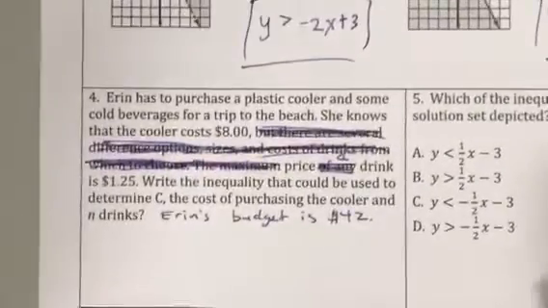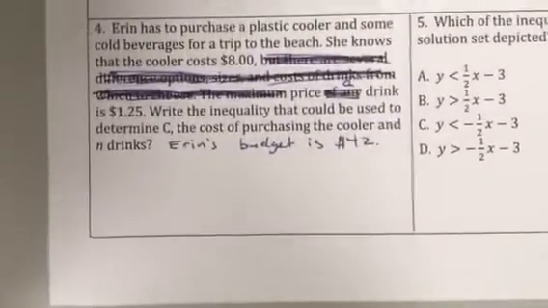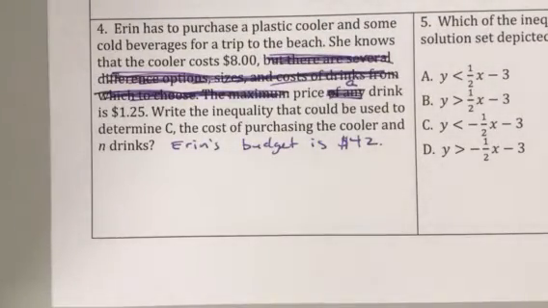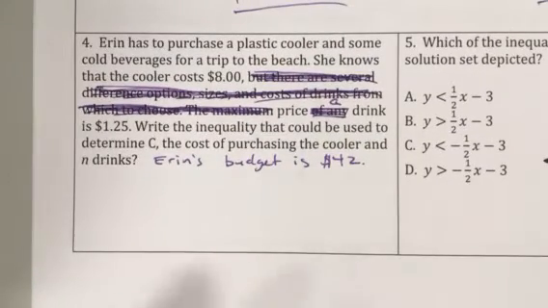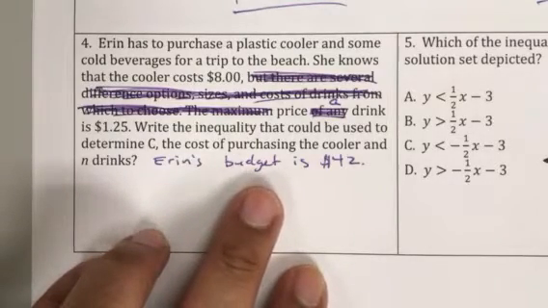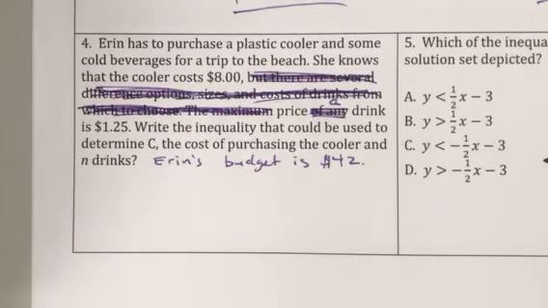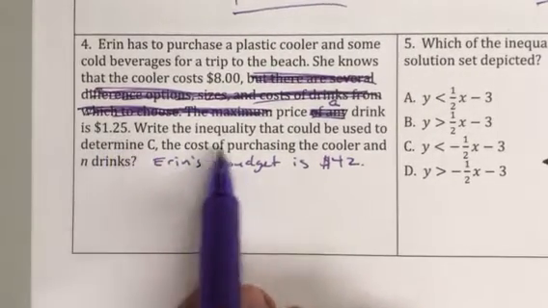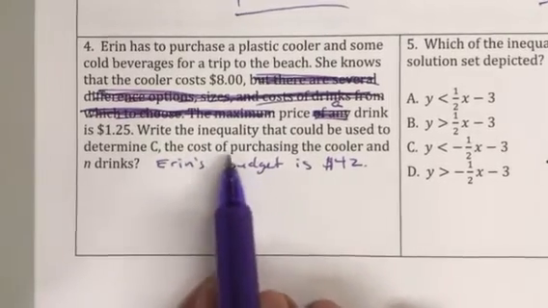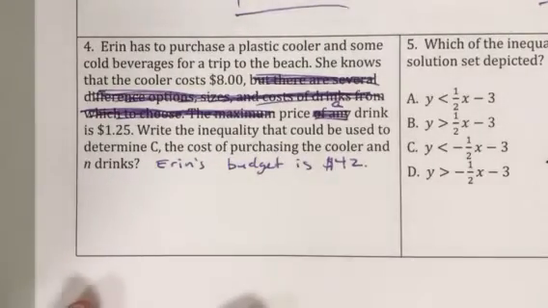All right, let's take a look at number 4. I had to do some changes because there's actually not enough information for you to write an inequality if we left it just as it is. So first, Aaron has a budget of $42. Now let's read this problem. Aaron has to purchase a plastic cooler and some cold beverages for a trip to the beach. She knows that the cooler is $8. The price of a drink is $1.25. Write an inequality that can be used to determine C, the cost of purchasing the cooler, and N, drinks.